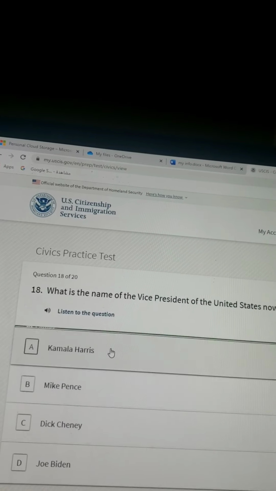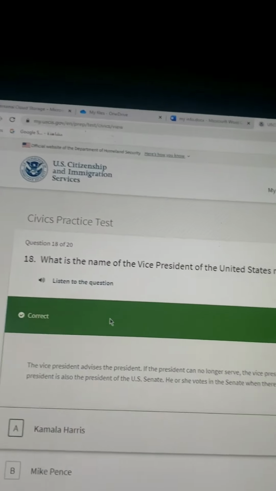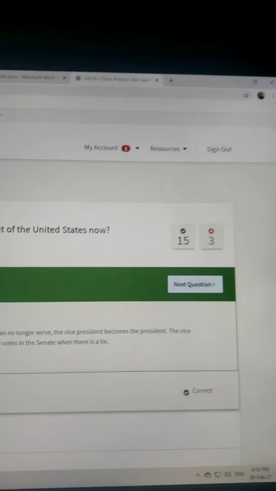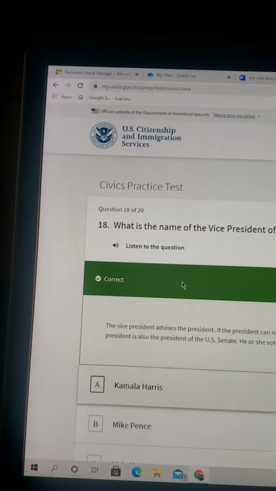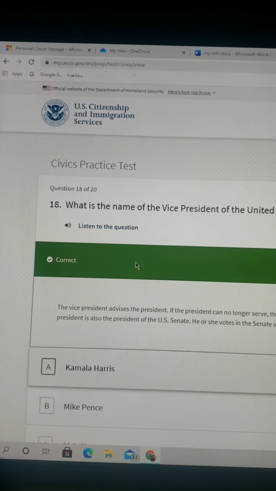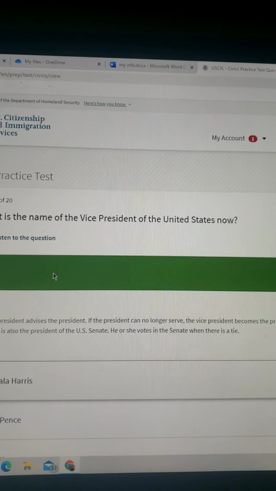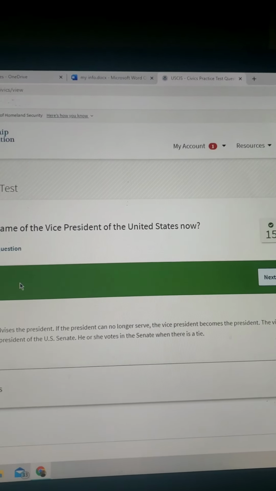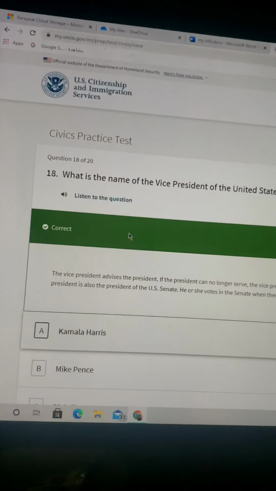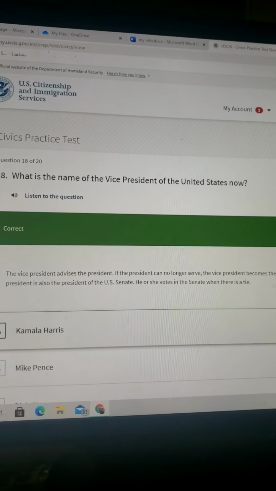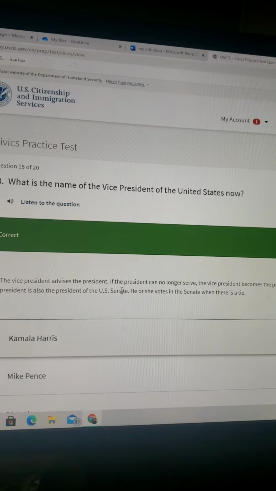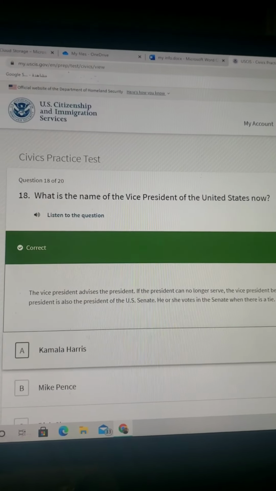So, yay! The Vice President advises the president. If the president can no longer serve, the vice president becomes the president. The vice president is also the president of the U.S. Senate. He or she votes in the Senate when there is a tie. Okay, that's crazy.